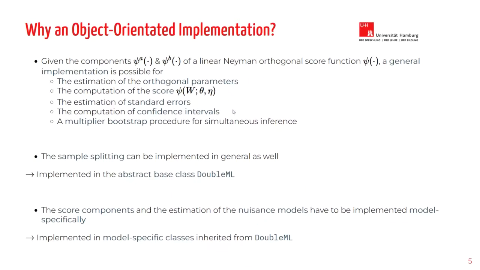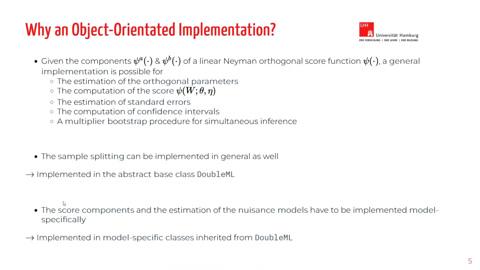So you can extend the package by any kind of model that has such a score representation with the orthogonal score. This is really handy for the implementation because we only have to implement the functions used for inference once, and all model classes can use them. This gives us the opportunity to base the estimation of standard errors, the computation of confidence intervals, and also a multiplier bootstrap procedure used for simultaneous inference in general. The sample splitting can also be done in a very general way, and all that is implemented in the abstract base class DoubleML.